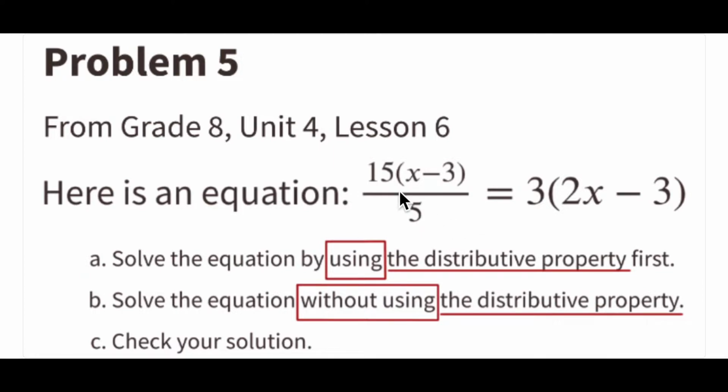In this case, I see a 15 and I see a 5, and I immediately think I'm going to divide 15 by 5, and that's going to be equal to 3, and I have a 3 over here, so I can get rid of those 3's, and I'm going to get this down to x minus 3 equals 2x minus 3. But first, I'm going to use the distributive property as the authors say.